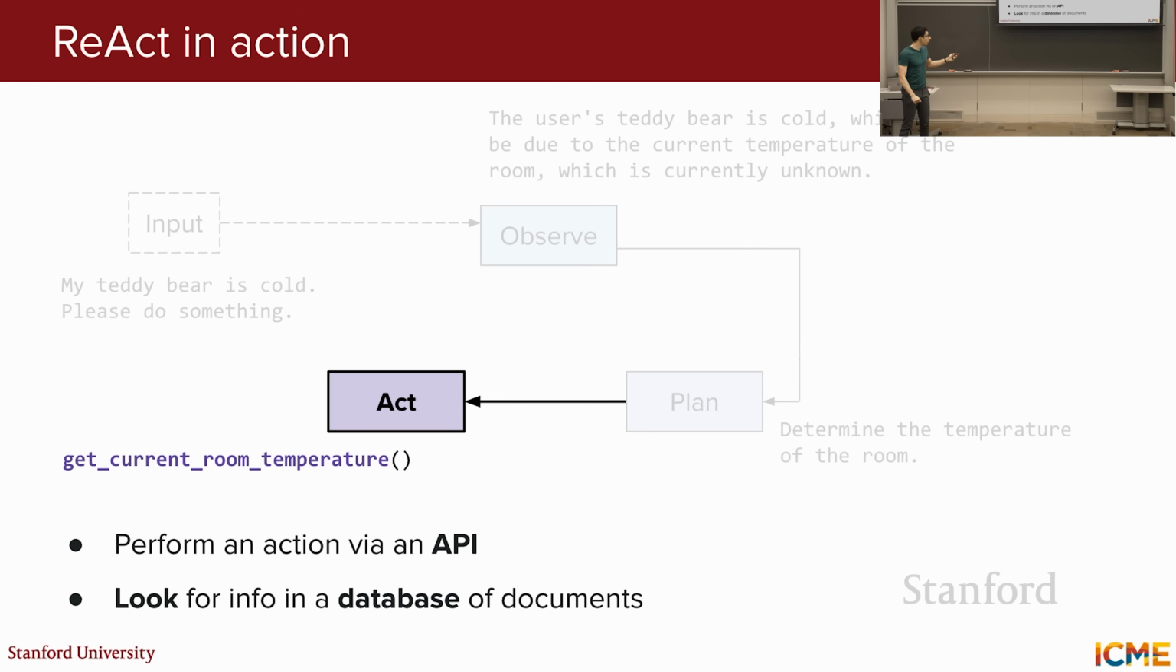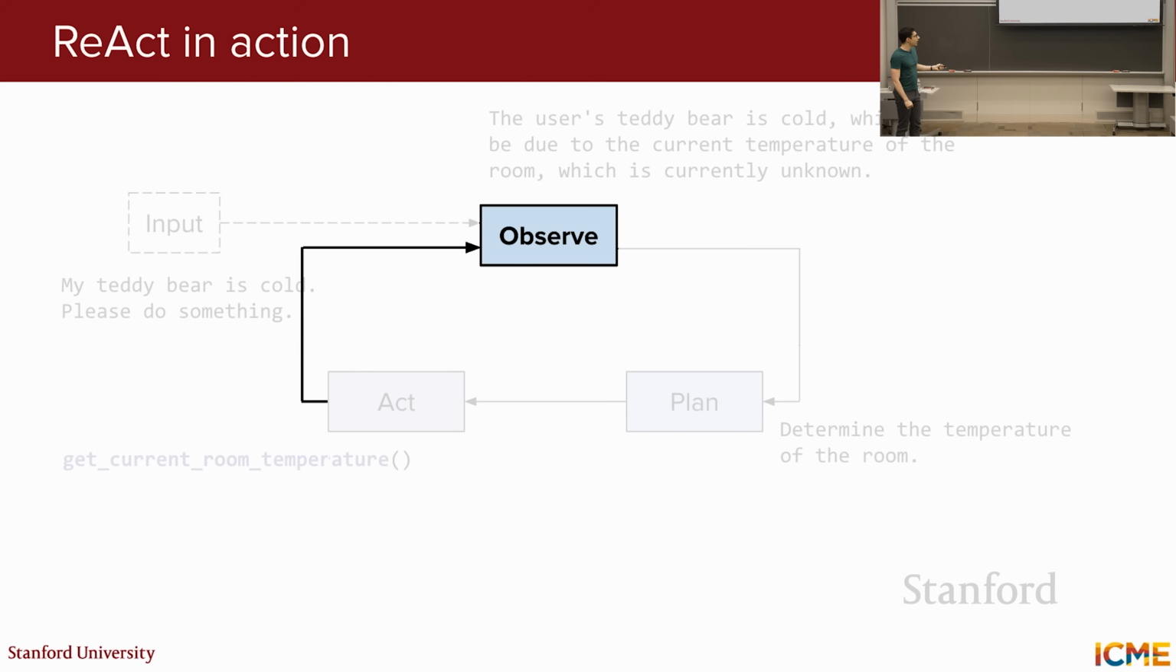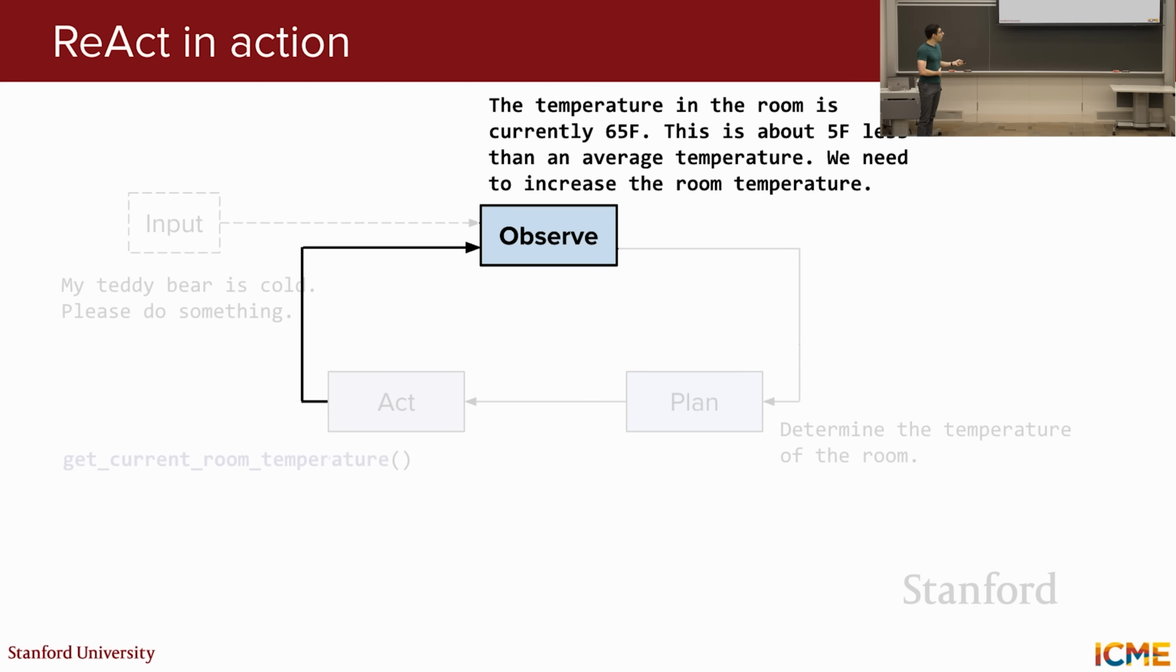So this tool returns the temperature, and you now need to interpret what the temperature means. This is why you go back to the observe stage. You describe what the world looks like and what you should do about it. Here you can read that the temperature of the room is cold, 65 Fahrenheit, and the observe stage might indicate that it's colder than expected. So this is why you need to plan something.